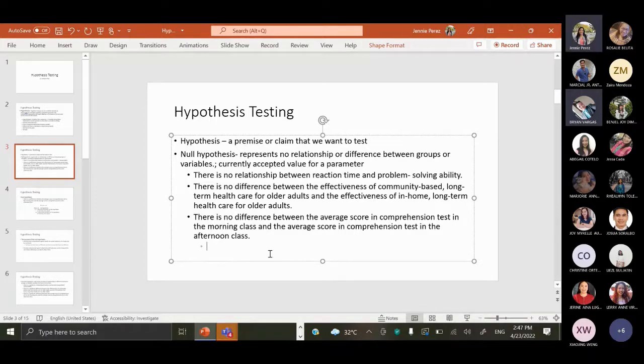No statistically significant difference between the morning and the afternoon students in terms of comprehension test. So if you were the student here, if you were the researcher here, what would you do? In order to test this hypothesis, you would conduct a pre-test. You will randomly select people and then randomly assign them to two conditions or two interventions.